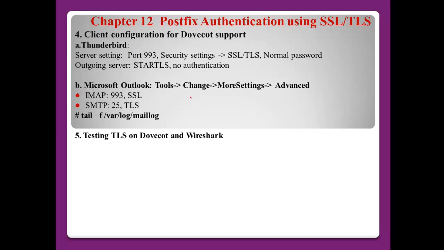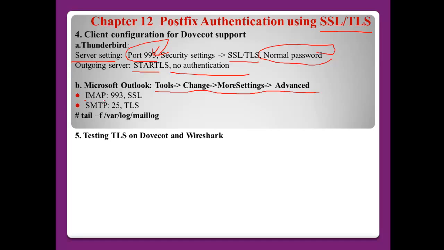In the client, if the client wants to use the mail service implemented with SSL and TLS from the mail server, the first one is Thunderbird. In the case of Thunderbird, please check the server settings for each user. Here, port number, in my case 993 for IMAPS, connection security SSL/TLS, and authentication normal password. And the outgoing server, STARTTLS, and no authentication. In the case of Microsoft Outlook, go to Tools, Change my more settings, and Advanced. Here, in my case, I will use IMAP, the same port number and SSL encryption, and for SMTP 25 the encryption will be TLS, like this.